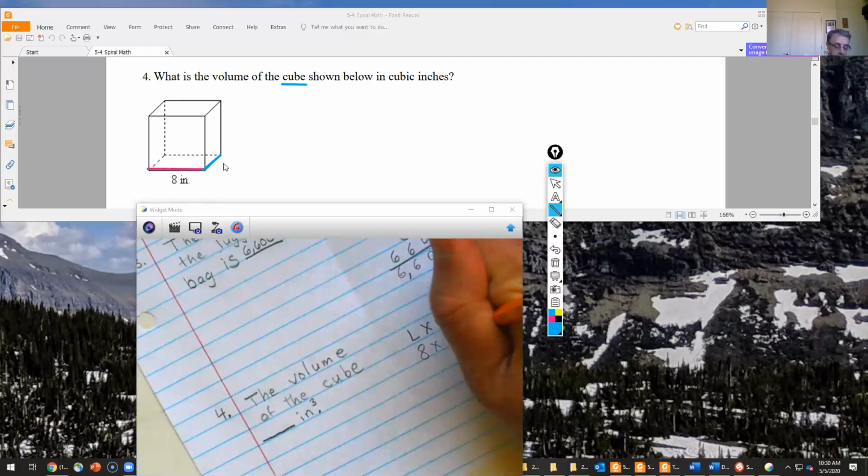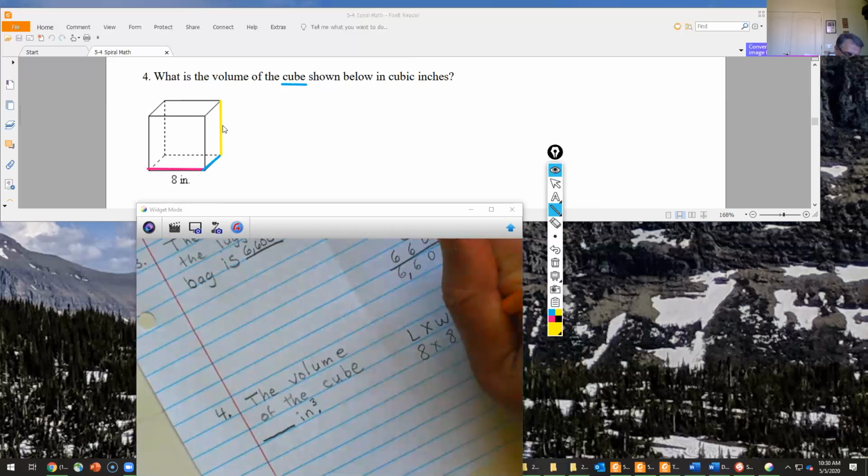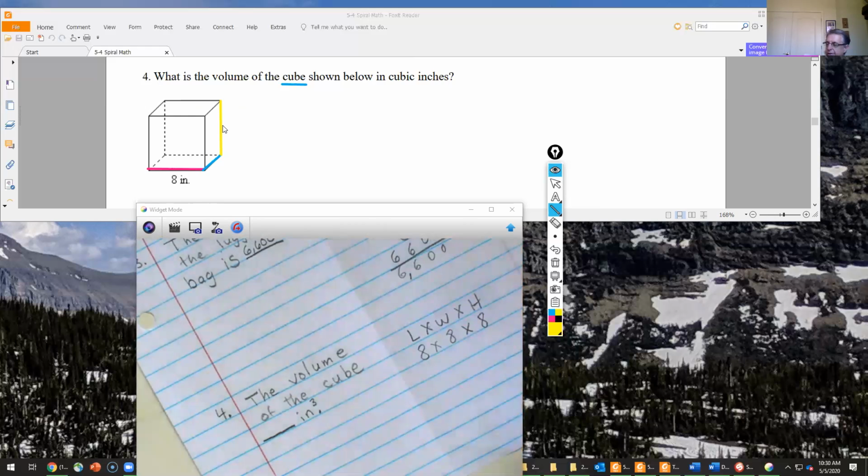And because it is a cube, I also know that the height is going to be exactly the same. Even though eyeballing it looks different, like I said, it's a 3-dimensional shape shown on a piece of paper flat. So it's going to be looking a little different. But because I know it's a cube, I know that it's going to be 8 inches for the height. And now that I've got all those 3 measurements, I can go ahead and find the volume of the cube.